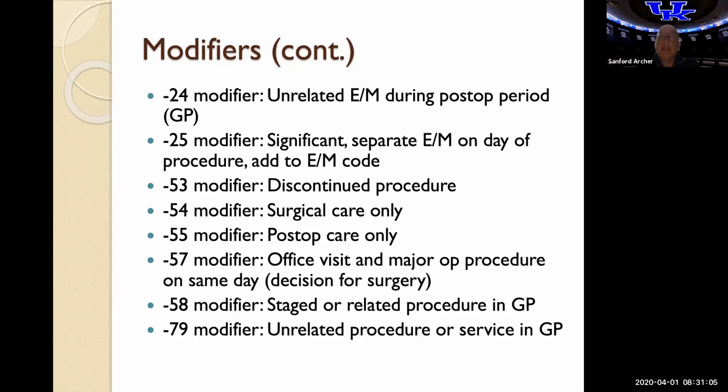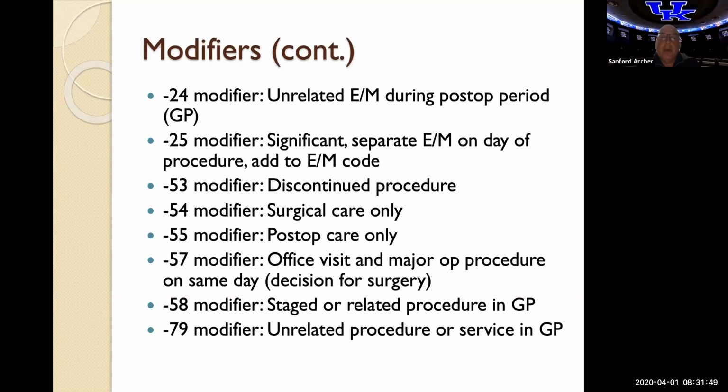But if you're seeing a patient that's within that 90-day global period and they come in for an unrelated problem, so say you've got a tonsillectomy patient that comes in, now they've got a nosebleed that's unrelated, and you're seeing them for the nosebleed. That's an unrelated visit, and so you'd add a 24 modifier to the E&M code. Similarly, if you're using a 25 modifier, that suggests that there's a significant, separate E&M code on the day of a procedure. So you've scheduled the person to have a procedure and they're being seen for some other problem as well, then you can use that modifier.